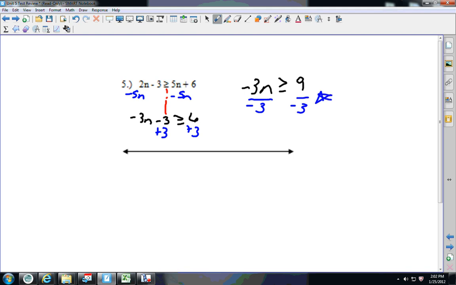Ding, ding, ding. When you divide by a negative, you must flip the sign. So it becomes less than or equal to. So n is less than or equal to -3. So here at -3, I put a closed in circle and I shade to the left.